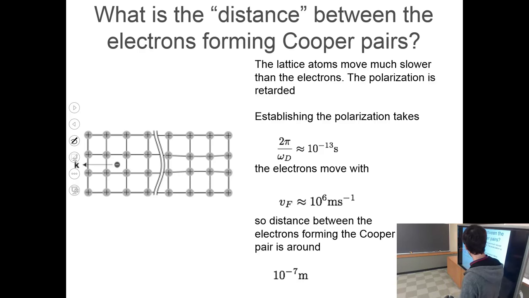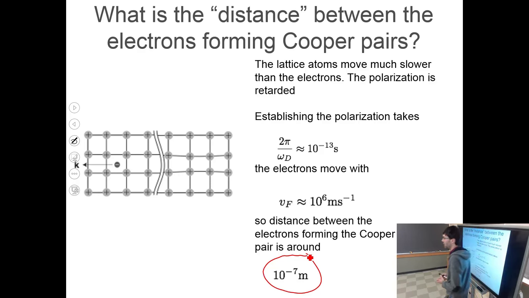Now, typical Fermi velocity is a million. Now you take the ratio of the two, and you get a characteristic size of a Cooper pair, which is pretty close to what people find. A micron, 100 nanometers, 10 to the minus 7 meters, just by doing this very hand-waving argument. And it also tells you what to expect, how electron-phonon interaction comes into play here.